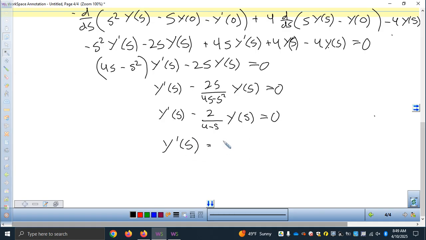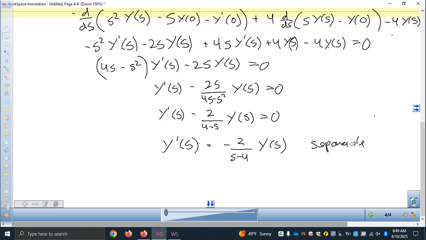I'm going to write this s minus 4 instead of 4 minus s, and change this to a plus, because our inverse Laplace transforms don't have a 4 minus s. So I'm going to do this as s minus 4, and then this turns to a plus. So we end up with minus 2 over s minus 4 y of s. This is dy ds. This is just y. This is separable.